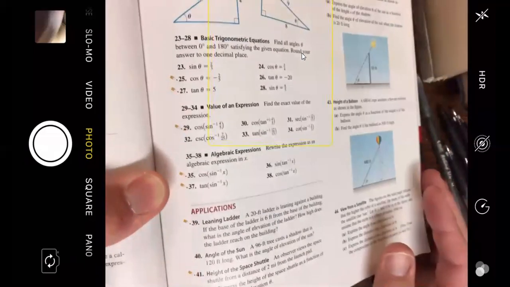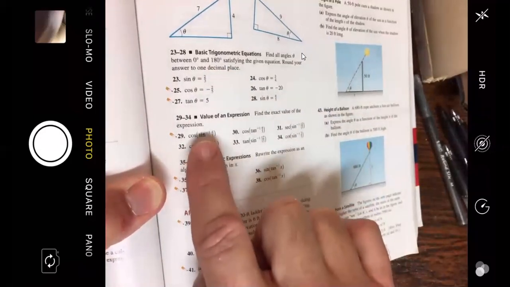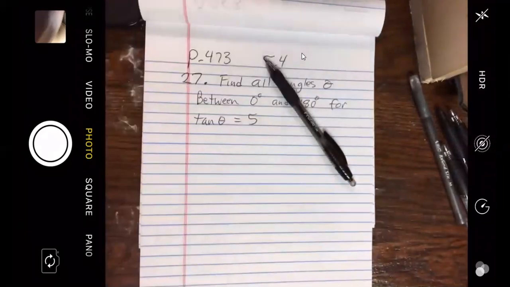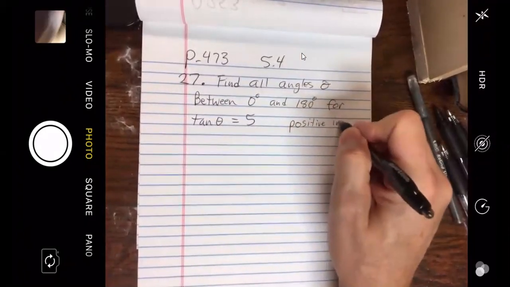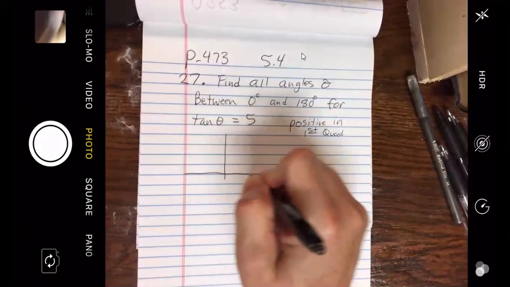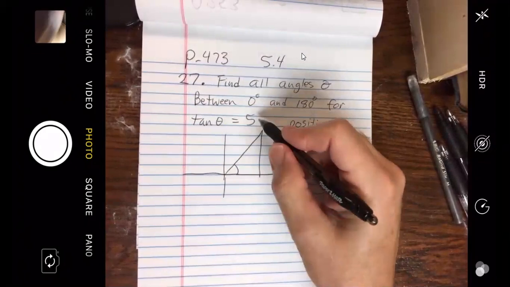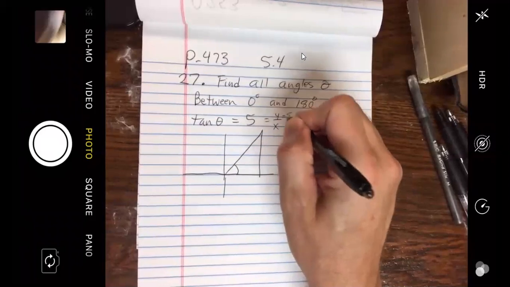All angles theta between 0 and 180. And 27, the tangent theta equals 5. All right, the tangent theta is positive in the first quadrant. If you want a picture of this, it basically means you want the angle whose y leg is 5 times the x leg. Remember, this is equal to y over x, so you could have 5 over 1.